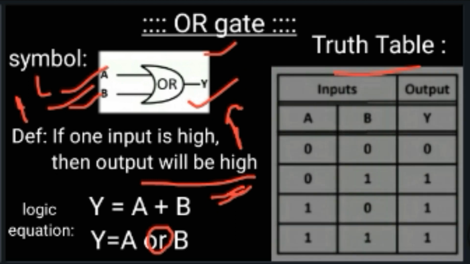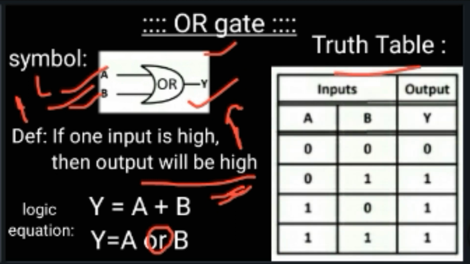Here, if both the inputs are low, that means a and b are 0, then output will be 0 because no high input is available here. Next, a input is 0 and b is 1, that means b is high. From the definition we have seen that if one input is high then output will be high. That means here a is low and b is high and output will be high. Therefore y is equal to 1.